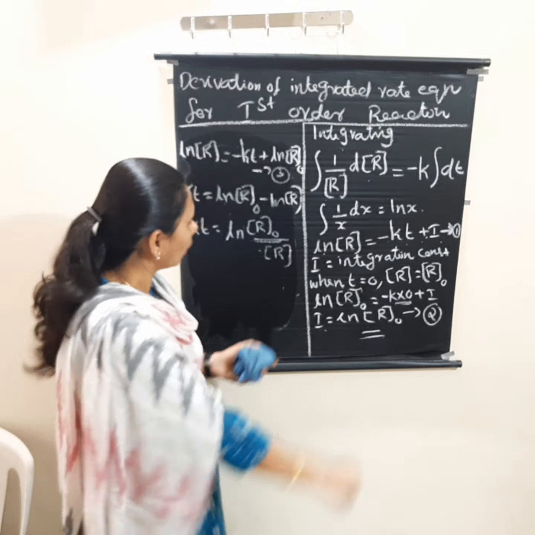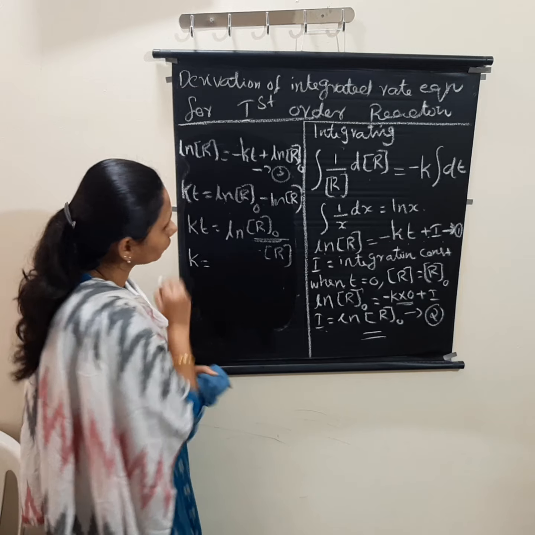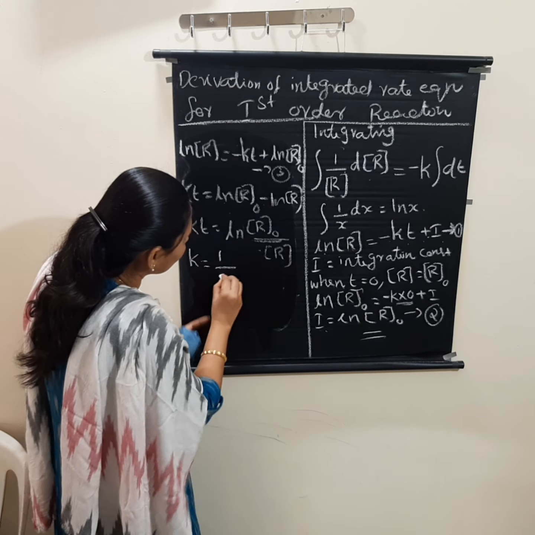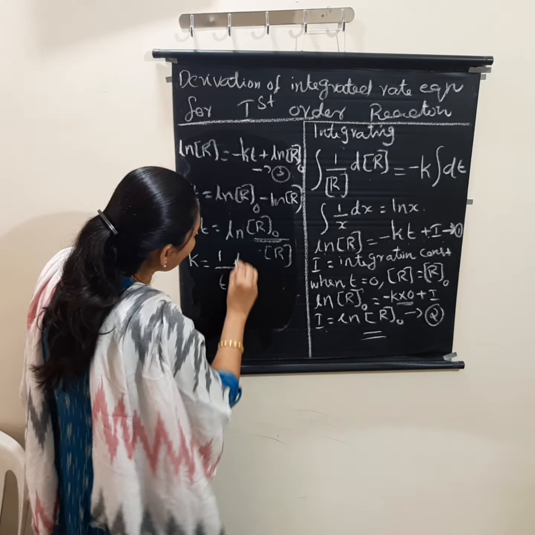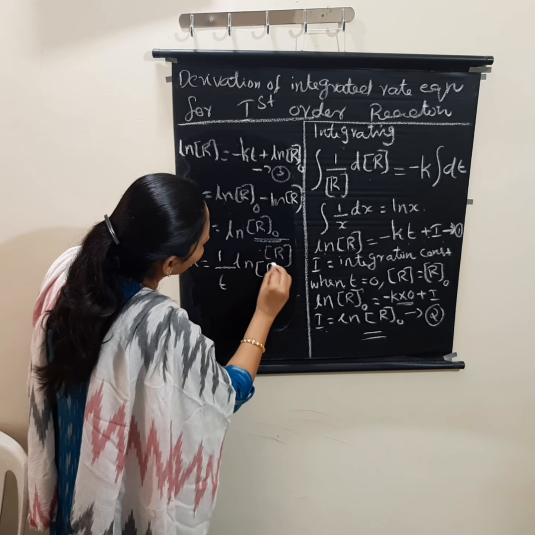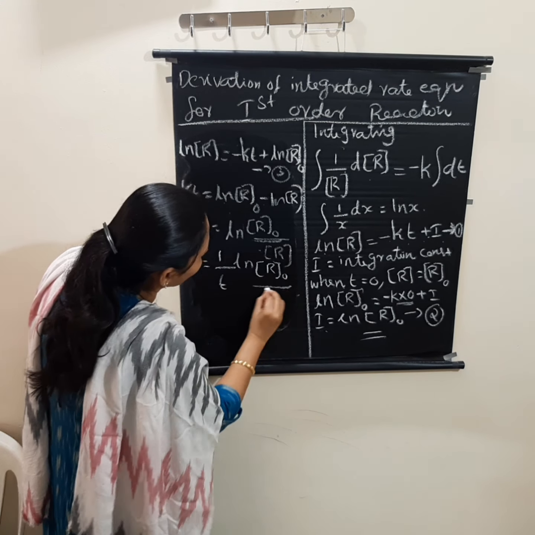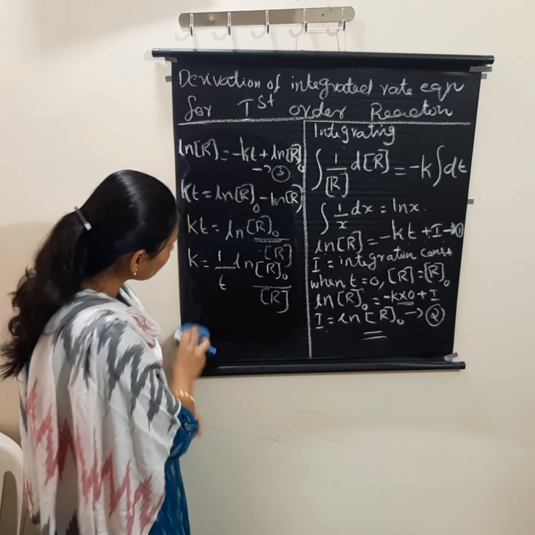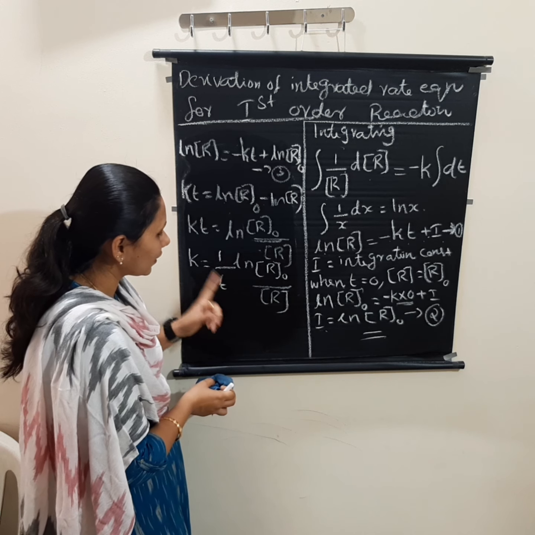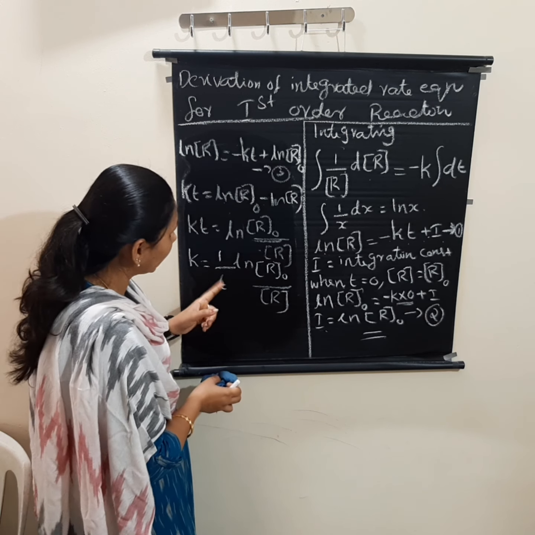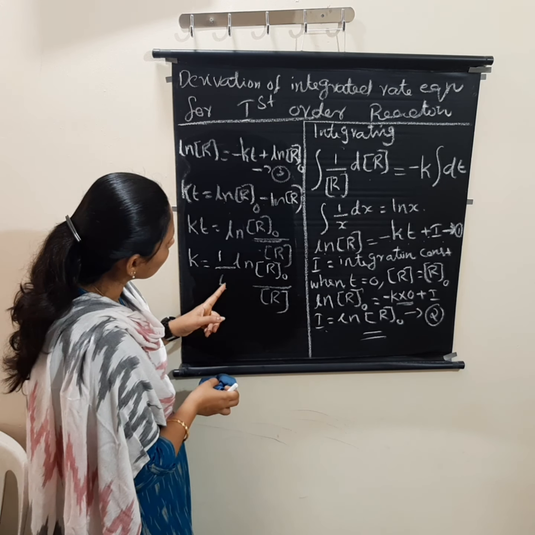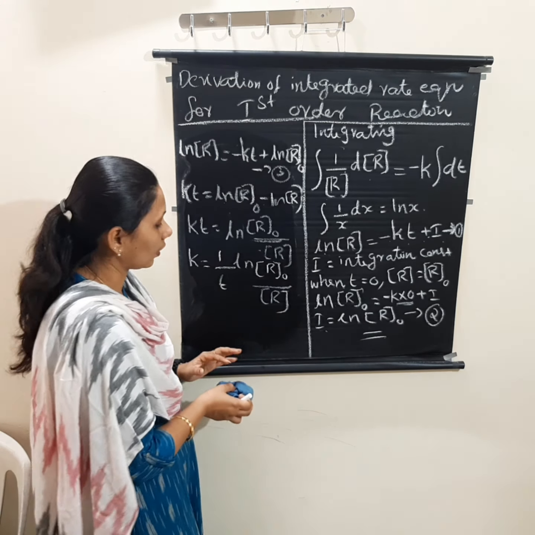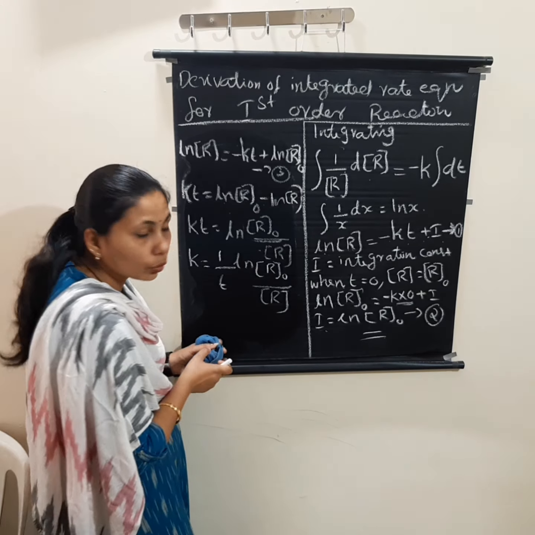Okay. So K equal to 1 by T ln concentration of R0 divided by concentration of R. Just I took the K here, T here. So K equal to 1 by T ln concentration of R0 divided by R.